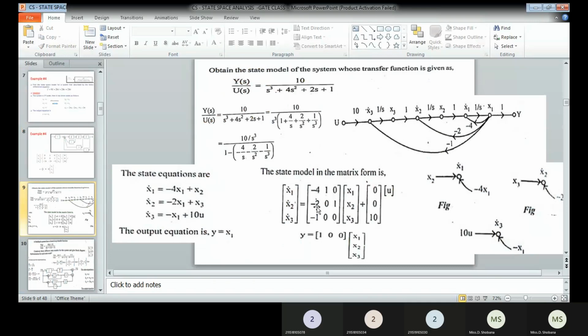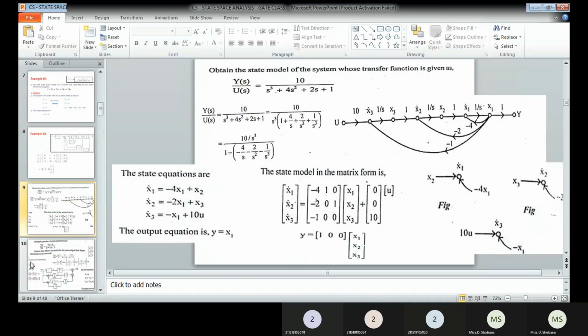So now you can write the state equation for x1 dot, x2 dot, x3 dot. In the x1 dot equation, the x1 coefficient is minus 4, the x2 coefficient is 1, x3 is not available so 0, and u is also not available so 0. In the x2 dot equation, the x1 coefficient is minus 2, the x2 coefficient is not available so 0, x3 is available so its coefficient is 1, and u is not available, therefore 0. For x3 dot, the coefficient is minus 1, x2 and x3 are not available, 0 0, and u is available, its coefficient is 10. In the y equation, only x1 is available, therefore 1 0 0.